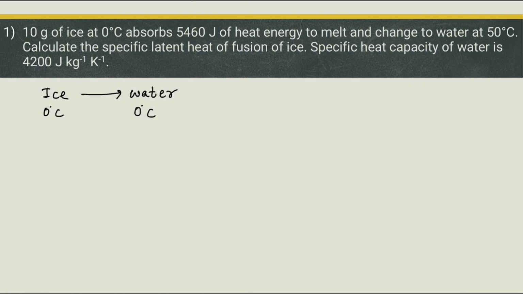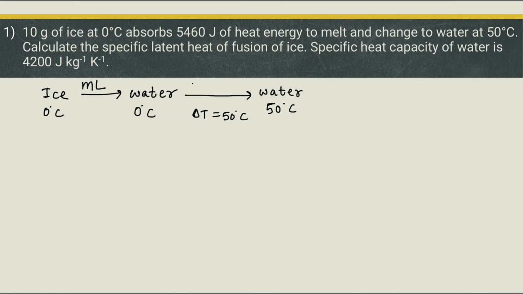So whatever heat energy is absorbed during this change in the state, that energy can be calculated using the formula ml and not mc delta t. Ice melts and changes to water at 50 degrees Celsius. So temperature of this water increases up to 50 degree Celsius. So what is the temperature change? 0 to 50, 50 degrees Celsius.